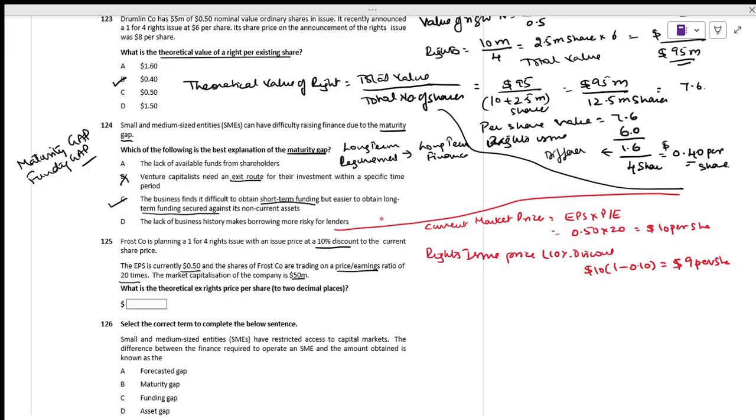Now, how many shares are there? The market capitalization is 50 million and the value per share is 10. So 50 million divided by 10 comes to 5 million shares.